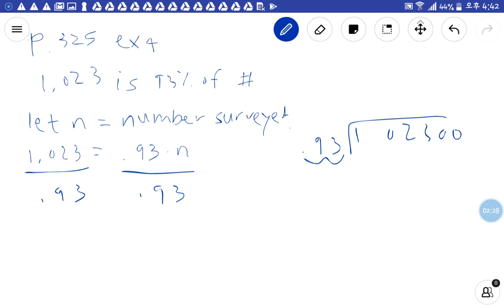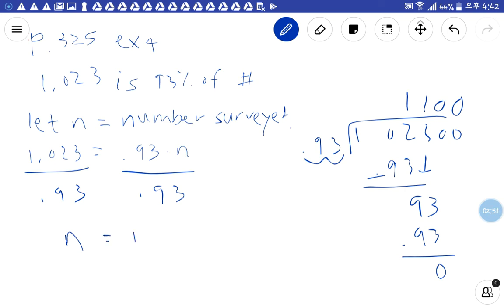Okay, so how many times can 93 go into 102? One time, and my remainder would be 9. Bring the 3 down. How many times can 93 go into 93? Exactly one time. And then I have the 2 zeros in there, which makes it 1,100 people. So n would be 1,100 people.